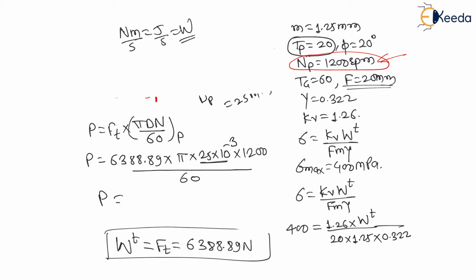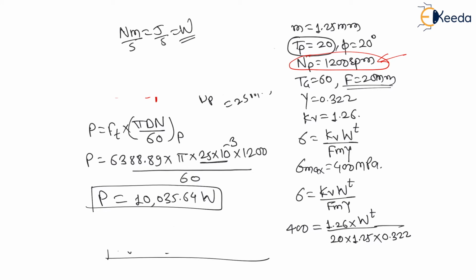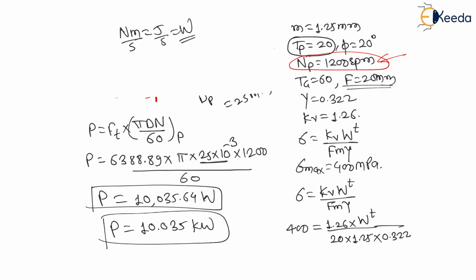So if I simplify this, I will get power equal to 10,035.64 watt. This will be the power. But my dear students, they are not asking in watt, they are asking in kilowatt. Therefore we have to divide this answer by 1000, then I will get power equal to 10.035 kilowatt. Therefore here if you type 10.035, then you will get full marks.